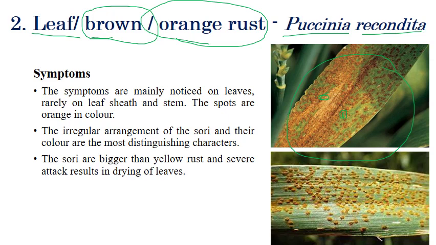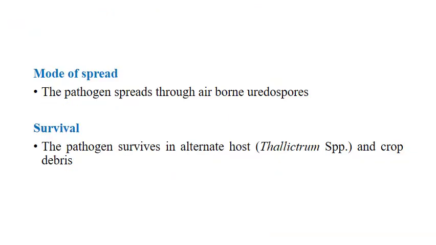If you see with the microscope, we can see the irregular arrangement of the sori, and this is the most distinguishing character by which we can differentiate between wheat stem rust and leaf rust. In leaf rust, symptoms are mainly seen on leaf areas as brown to orange color rust pustules, whereas in stem rust they mainly occur on the stem. So wheat stem rust is caused by Puccinia graminis tritici, whereas orange rust is caused by Puccinia recondita. Coming to the mode of spread, the pathogen is mainly spread through airborne urediospores. For rust pathogens, the urediospore plays a major role in spreading.